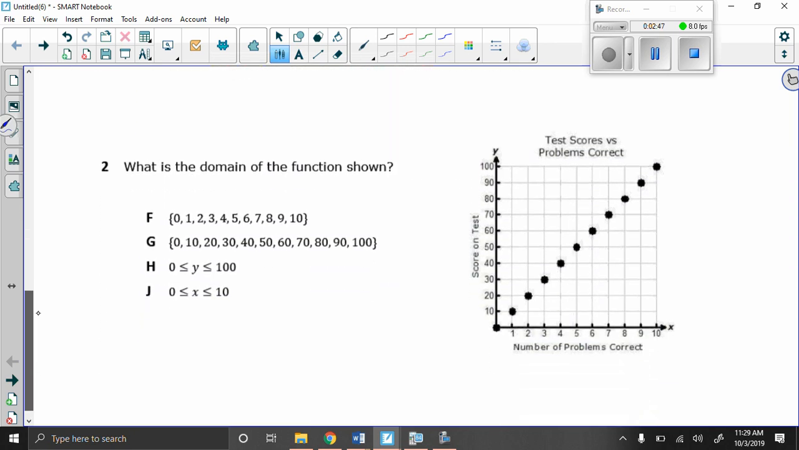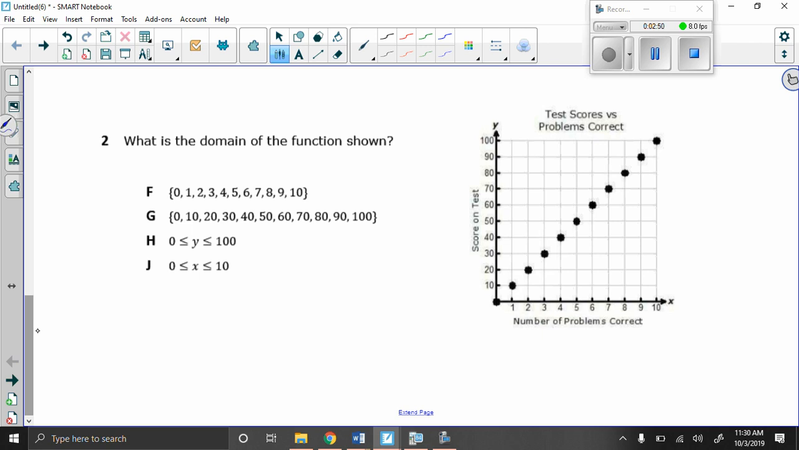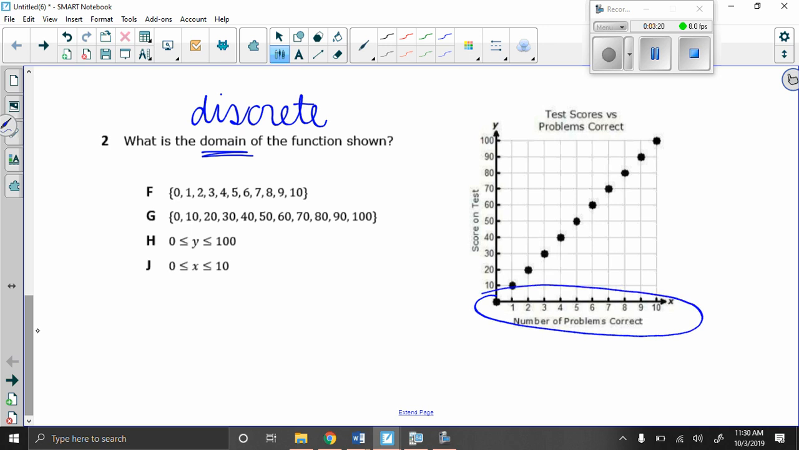Let's look at number 2. Number 2 is asking us what is the domain of the function shown. Well, first of all, determining whether this is a discrete or a continuous function. It's discrete. So with discrete functions, we like to list out each value. For this one, we're going to list out all of our x values since we're looking at the domain. So if we're listing out the x values, it would be whatever numbers are on your x-axis. So F would be the correct answer choice.